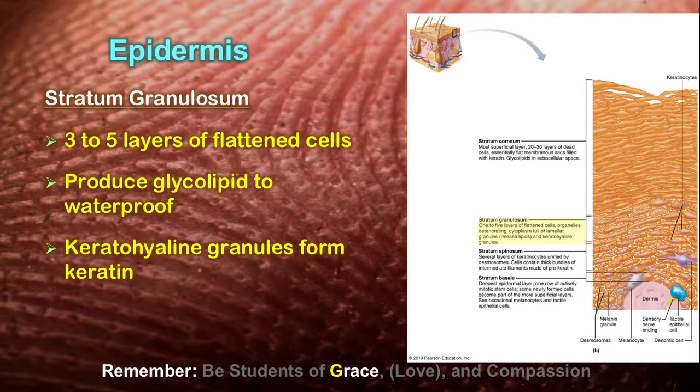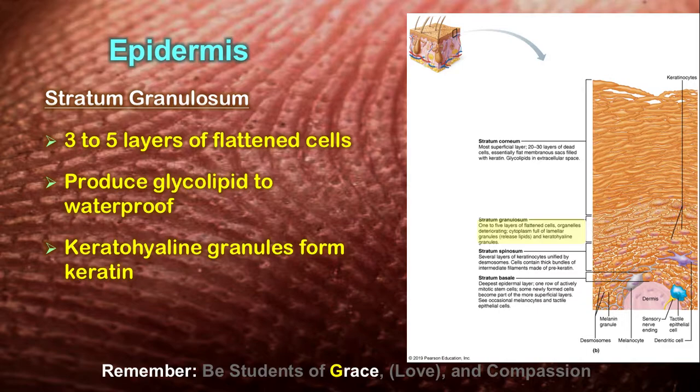Next is stratum granulosum. Okay, so we're going up closer to the surface. Now we have 3 to 5 layers of flattened cells. Our cells are getting weak. We're getting farther away from that blood supply. And we're starting to lose our oomph. Okay, so our cells are flattening. Their plasma membranes are getting thicker. And the organelles within these cells are degrading. Okay, so the cells are dying.